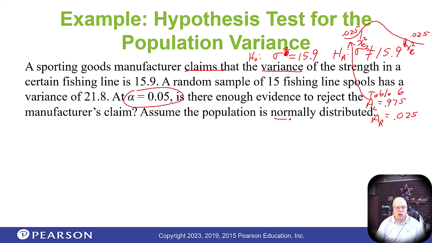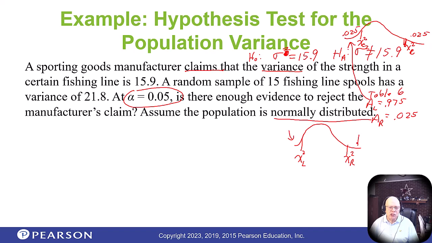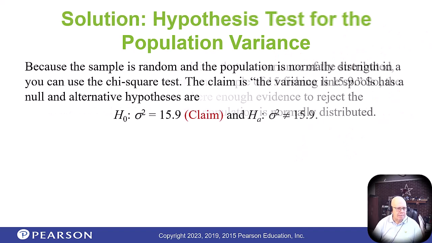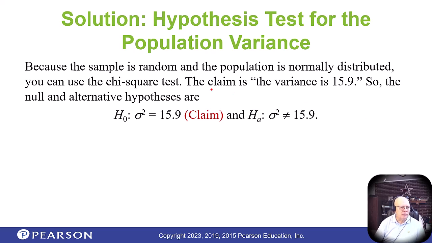Now we're going to assume we've got a normal distribution. So what do we have next? Well, we have to find those two critical values. We have to find out what this chi-squared is on the left and what the chi-squared value is on the right. Those will be our critical values, and these will be our rejection regions. So there we go. Variance equal to 15.9, variance not equal to 15.9. Two tails.